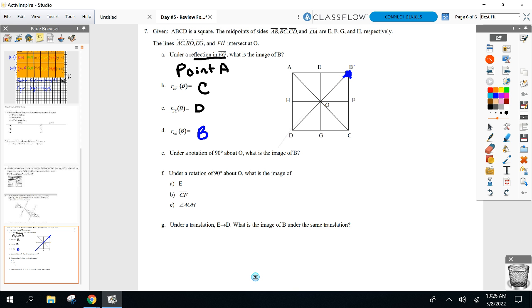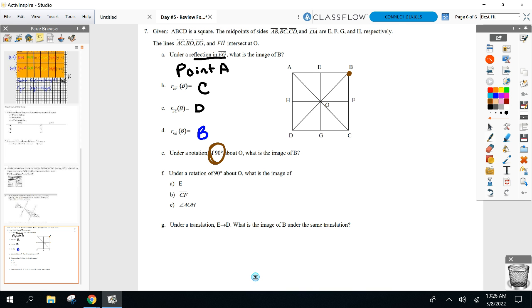Now can we rotate? Let's see if we can rotate around the center O. So everyone stay on point B. Stay on point B. Can we rotate at 90? Which way? Counterclockwise. Going to your left. 90. Going to your left. 90. Where would B go to?